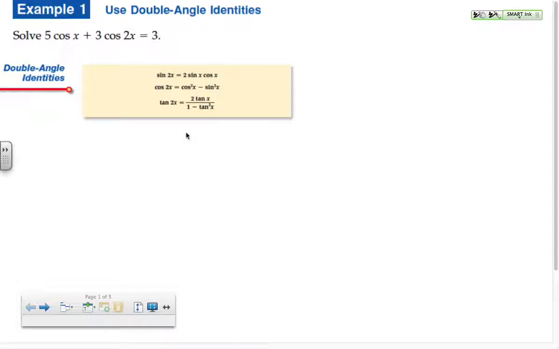So solving this function, the very first thing we're going to do is get rid of this 3 cosine of 2x. I'm going to do that by using the double angle identity. So I have 5 cosine x plus 3 parentheses. Now, cosine of 2x is cosine squared x minus sine squared x.